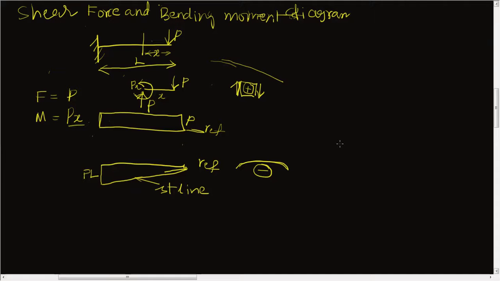Now let us see the shear force and bending moment diagram for a uniformly distributed load, like this. And this is the length of the beam, which is L, and this is the load intensity. We call that the load intensity, denoted by small w.